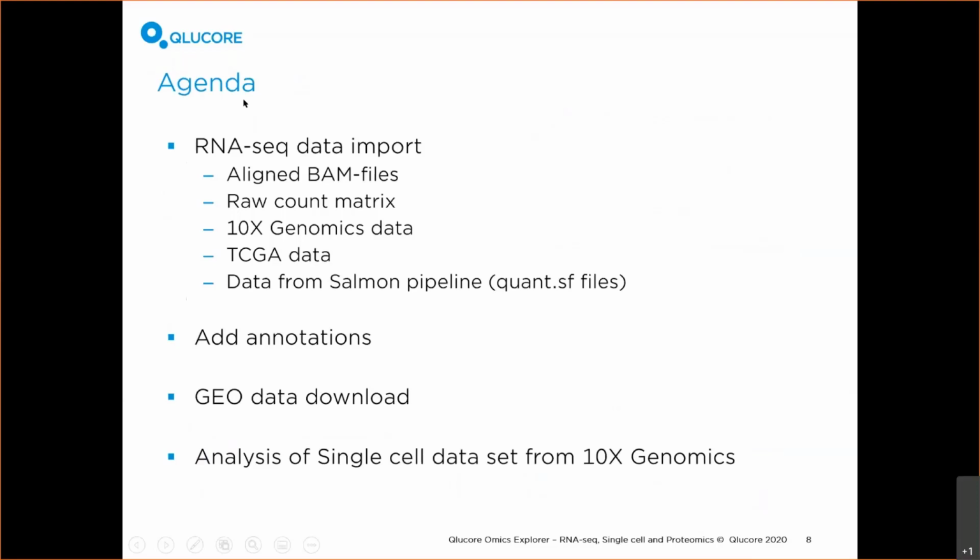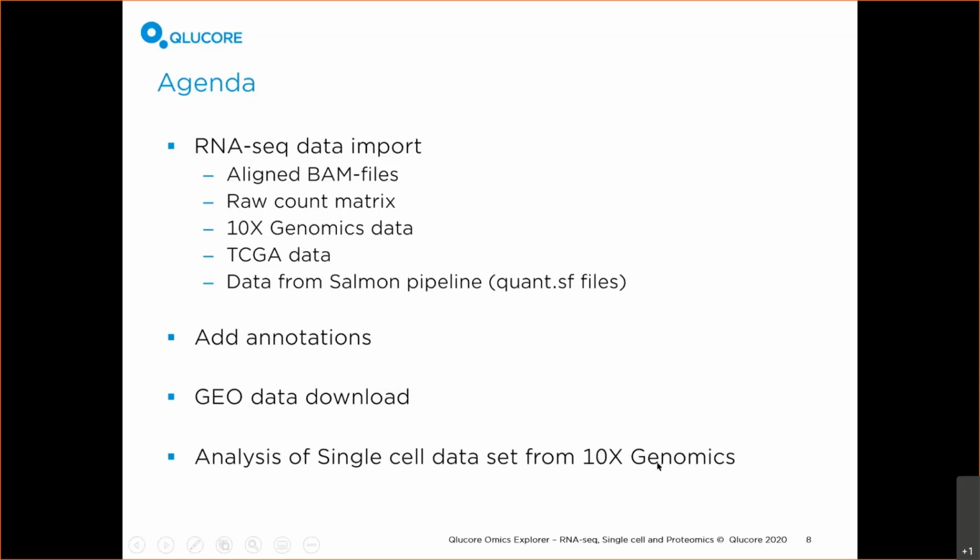The agenda for today is that I will show you a lot of different ways to import RNA-seq data. I will focus on how to get the data into the software, not so much on how to analyze it. I will give you some brief examples only. I will also show you how to add annotations to a data set, because when you load BAM files, for instance, you don't get any annotations with that, so you need to add that in a separate process. We're going to have a look at how to download data from GEO, and we will end the session with analysis of a single data set from 10x Genomics.